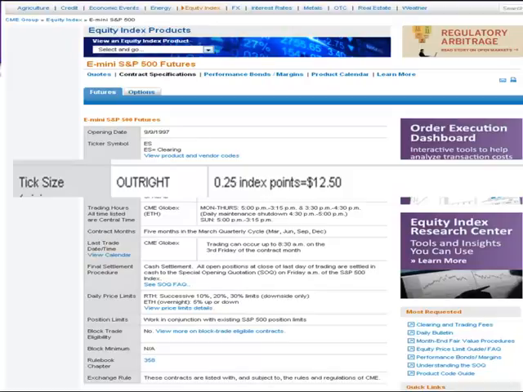If you don't look it up, you can trade them in euros also. And then you'll notice that it says tick size outright, and it tells you tick size is 0.25. Okay, so it ticks in quarters, and the value is $12.50. So right there, that's for you.